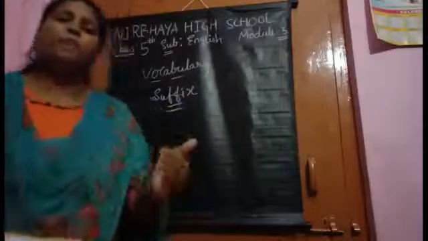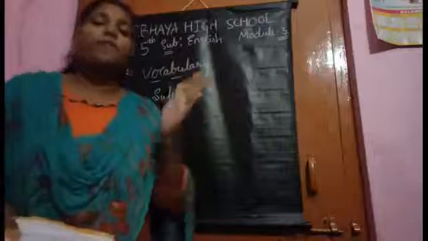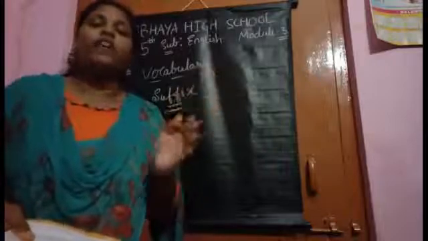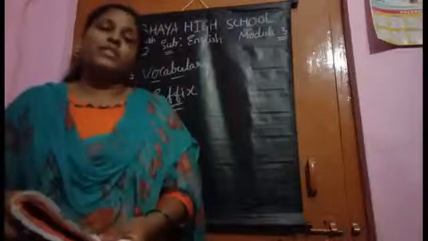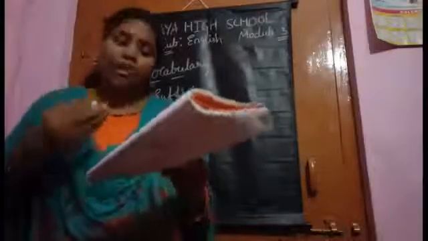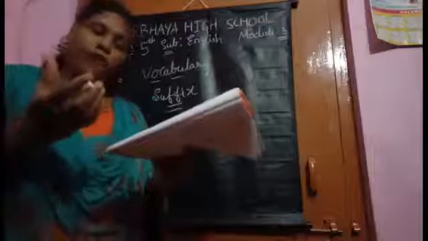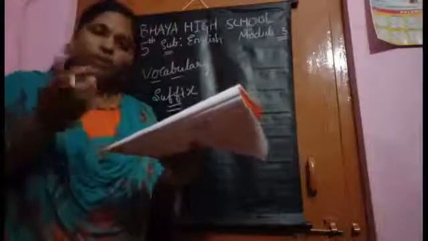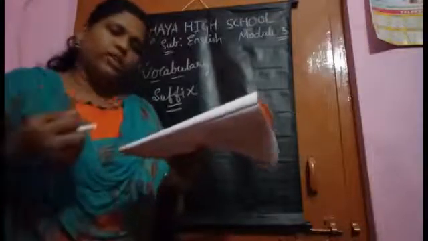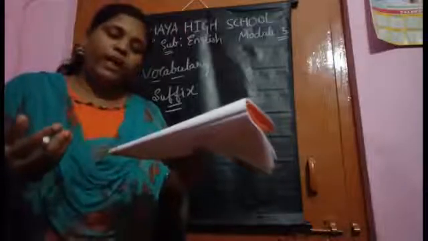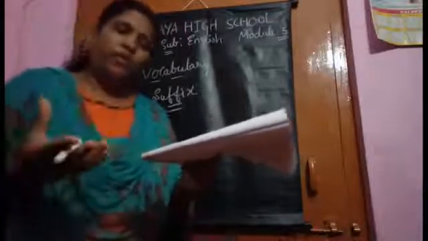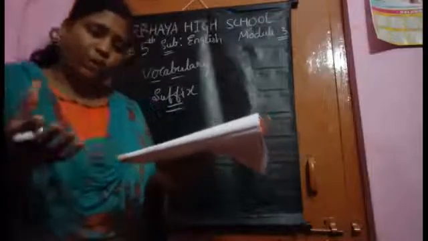Prefix means what, children? Before. At the beginning of the word we add another word. That is called a prefix. Now coming to the suffix. After, at the end of the word we add a group of letters. A group of letters means a word. And it makes a new word and gives a new meaning. And the spelling of the new word will also change.